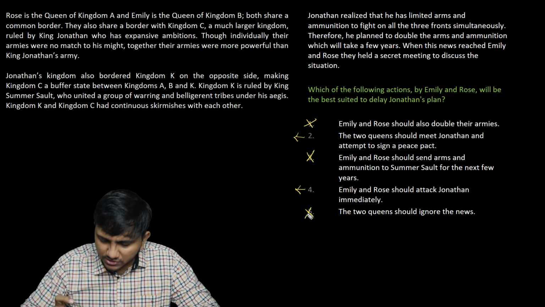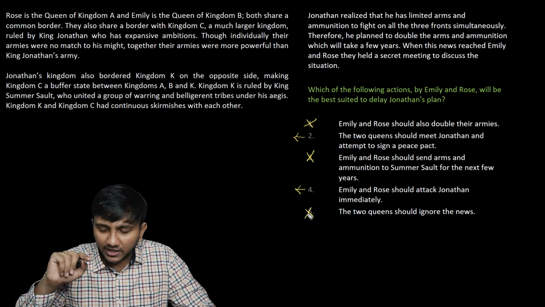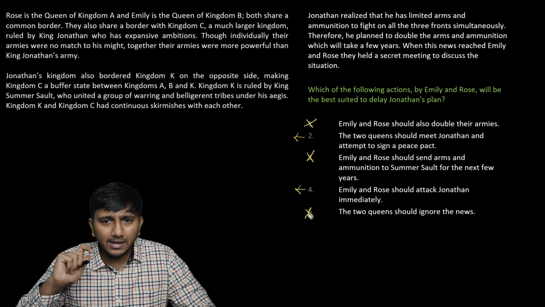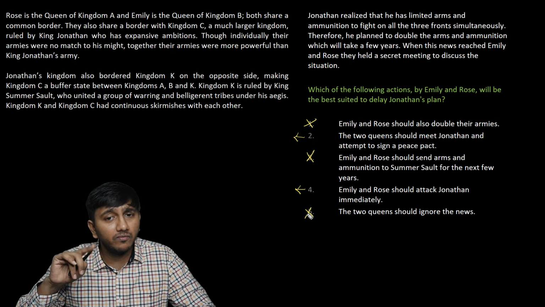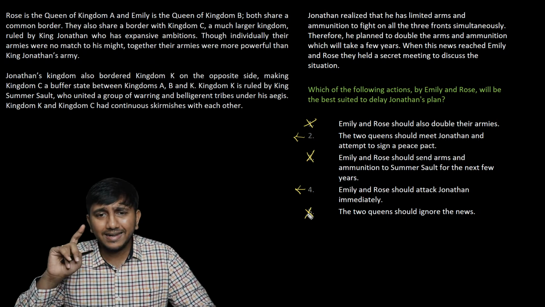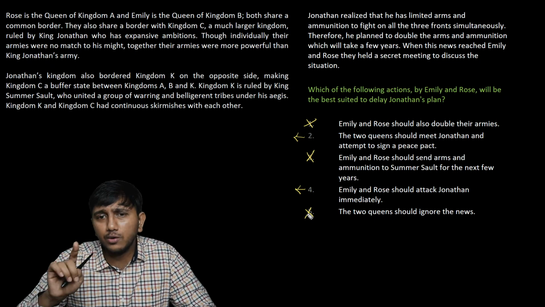So now we have two options here. The two queens should meet Jonathan and attempt to sign a peace pact. That's one. And the next one is Emily and Rose should attack Jonathan immediately. Okay, I could see that a lot of you got this question right, which I think is possible. In that case, you must not have gone for option 2. Can you give me a reason in the chat box as to why you did not go for option 2?